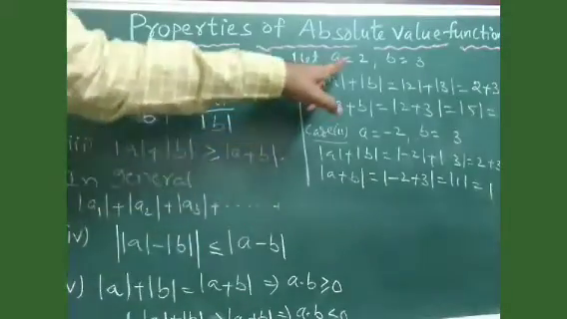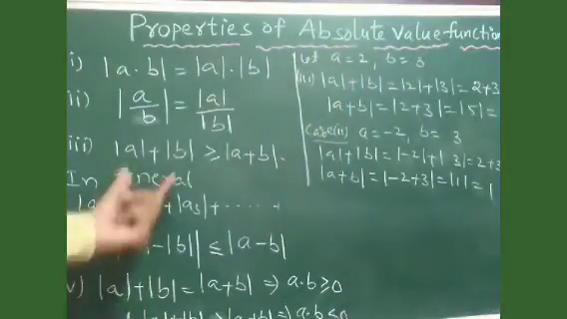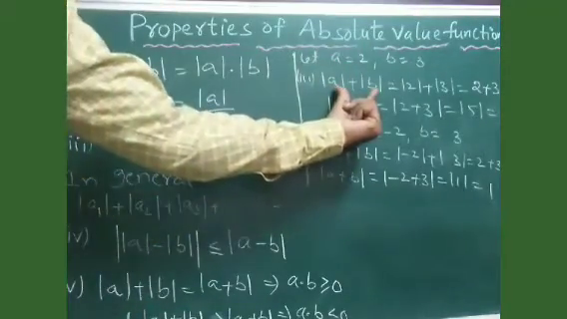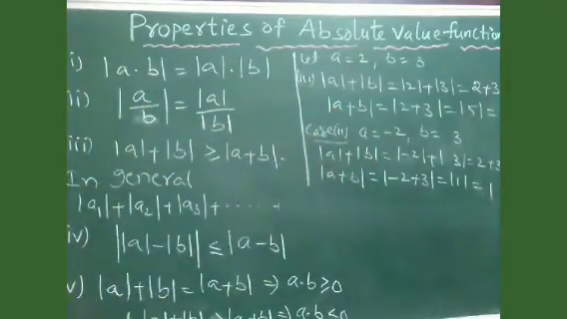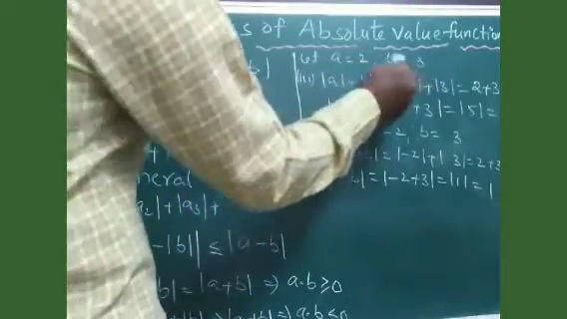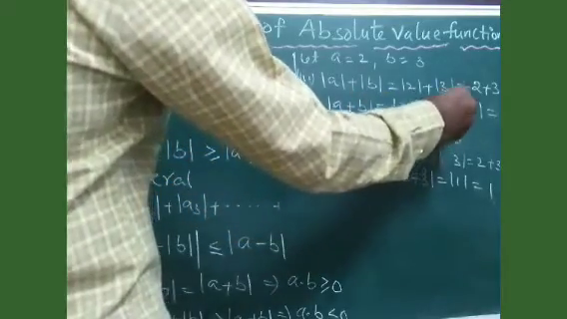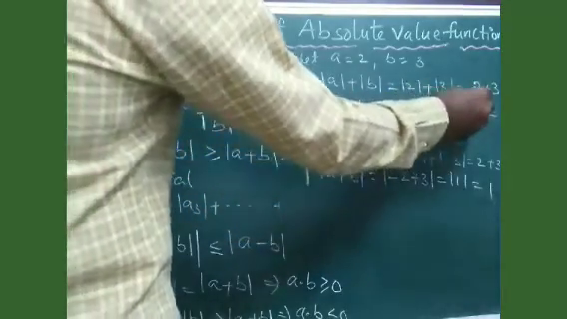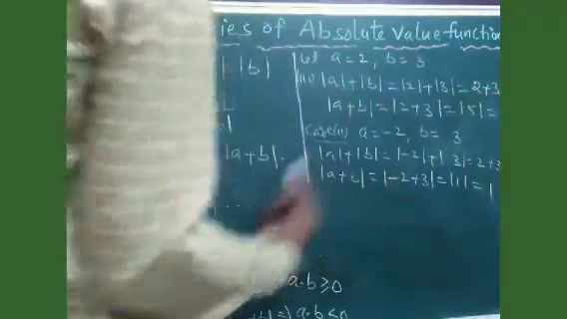So once again, let me consider A is 2 and B is 3. Now LHS is mod A plus mod B and RHS is mod of A plus B. If you substitute the values 2 and 3 in place of A and B, mod 2 plus mod 3. So modulus of 2 is nothing but 2, modulus of 3 is nothing but 3, finally 2 plus 3, 5.